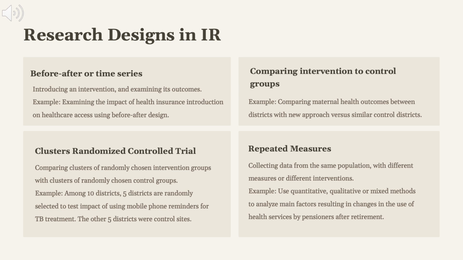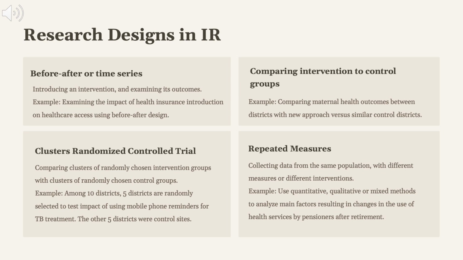Next, we have comparing the intervention to control groups. This is a quasi-experimental design where outcomes are compared between groups that received the intervention and similar groups that did not. A practical example of this would be comparing maternal health outcomes in districts that adopted a new care approach versus outcomes in districts that did not. The goal here is to identify differences that may be attributed to the intervention.